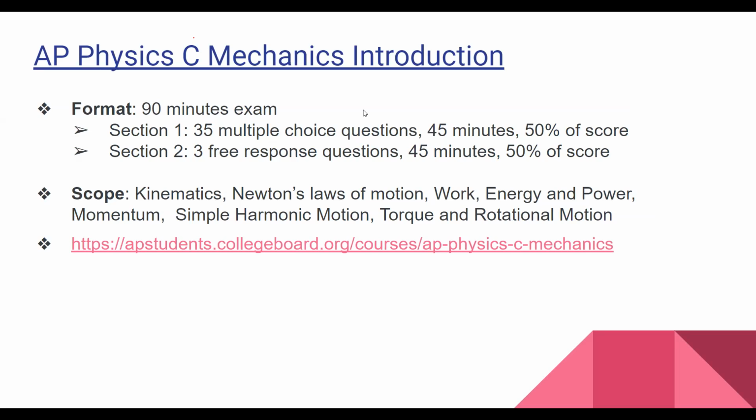So the exam is 90 minutes and it's split evenly between multiple choice questions and FRQs. Each section is 50% of the score, and for each one you have 45 minutes. The multiple choice is 35 questions and the free response is 3 questions, although those 3 questions always have multiple parts to them, normally 4 to 5.